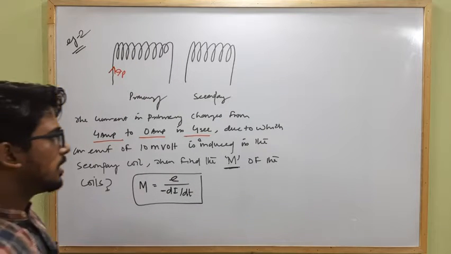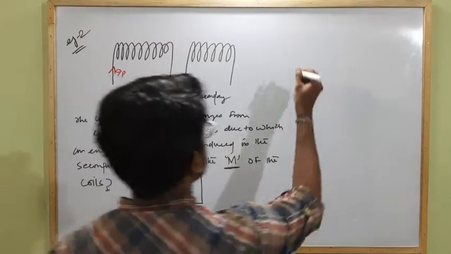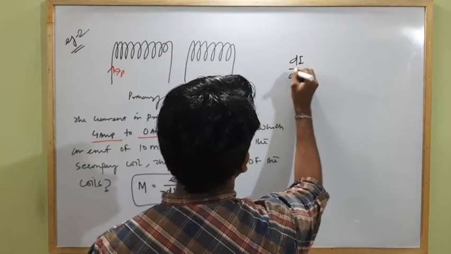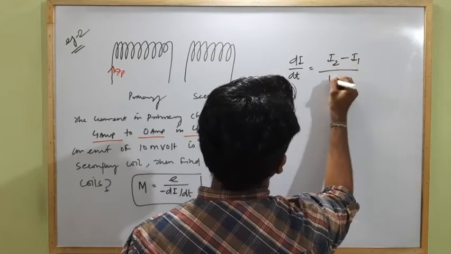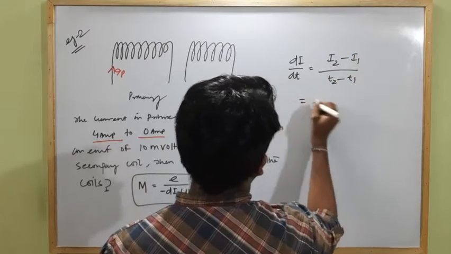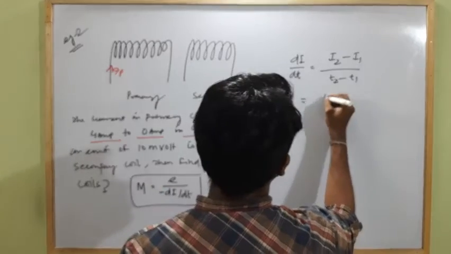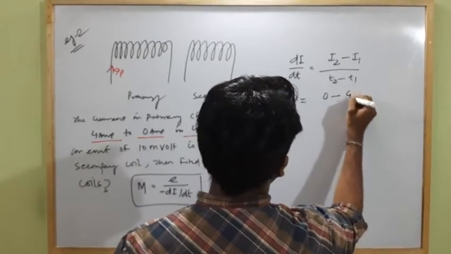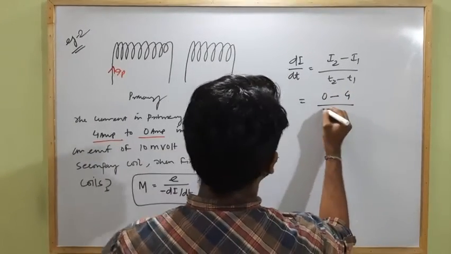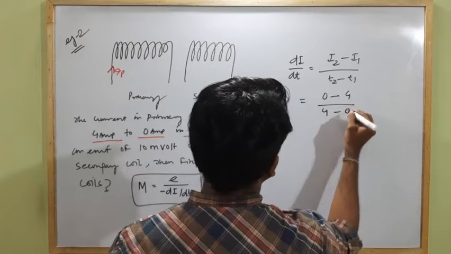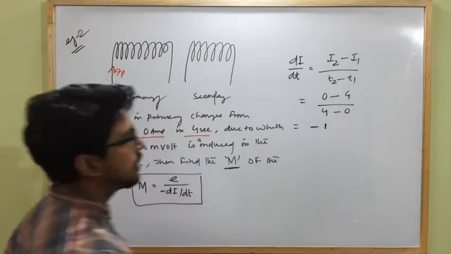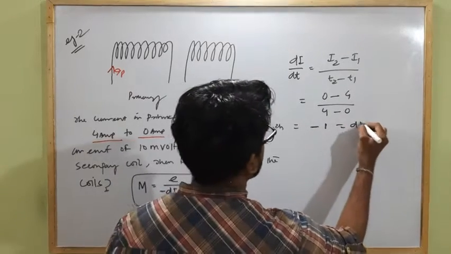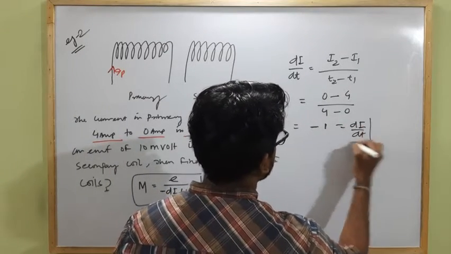Clear? So from this relation here we can get what is di by dt equal to I2 minus I1 divided by T2 minus T1. What is I2? That is 0, minus I1 is 4, divided by what is T2, in 4 seconds, that is 4 minus 0. So it will be minus 1. Clear? Which is equal to di by dt.